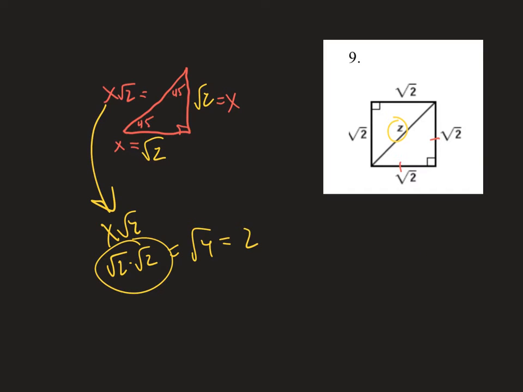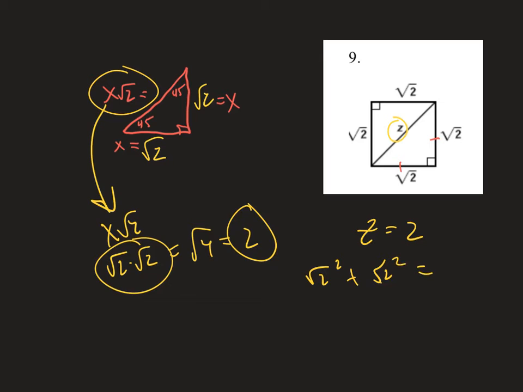So what we're saying here is that the value of the hypotenuse is worth 2. So z is equal to 2. But what about the Pythagorean theorem? Square root of 2 squared plus the square root of 2 squared is equal to z squared, because z is the hypotenuse, and these were the legs, right?